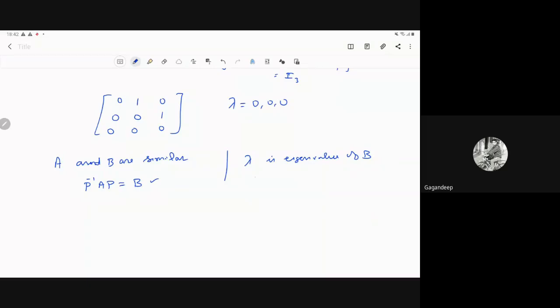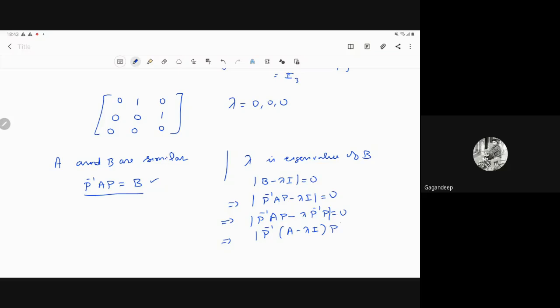If lambda is an eigenvalue of B, then the determinant of B minus lambda I should be 0. Correct? This can be written as determinant of P inverse AP minus lambda I equal to 0, because B is P inverse AP. You see the manipulation, it's very easy to prove. Lambda I can be written as P inverse P times lambda, because if I multiply a matrix with its inverse, I get the identity matrix. This can be written as P inverse times (A minus lambda I) times P. Correct?